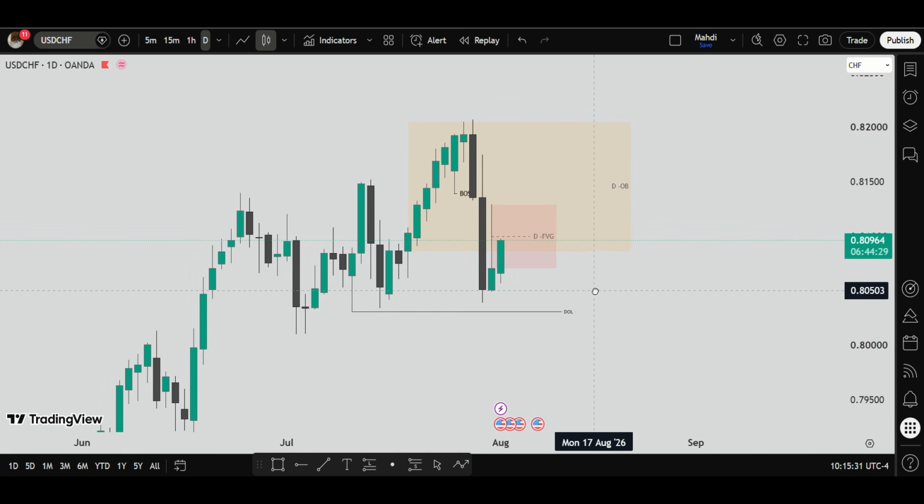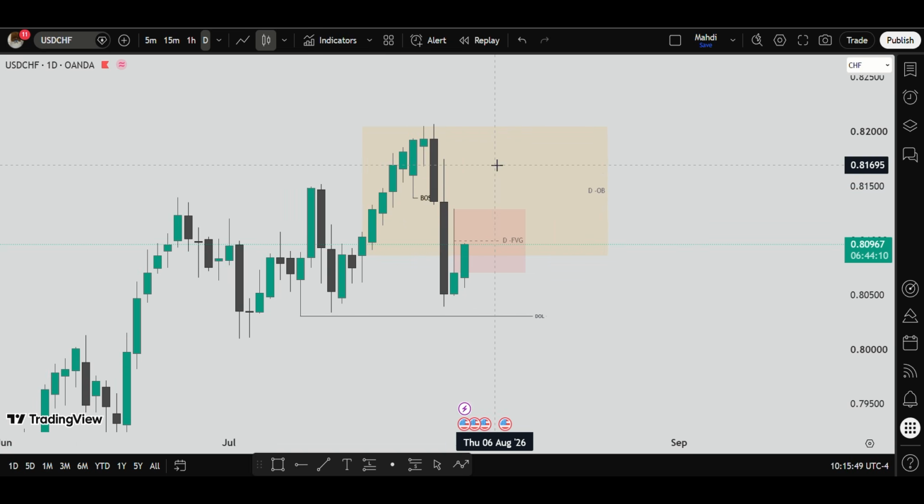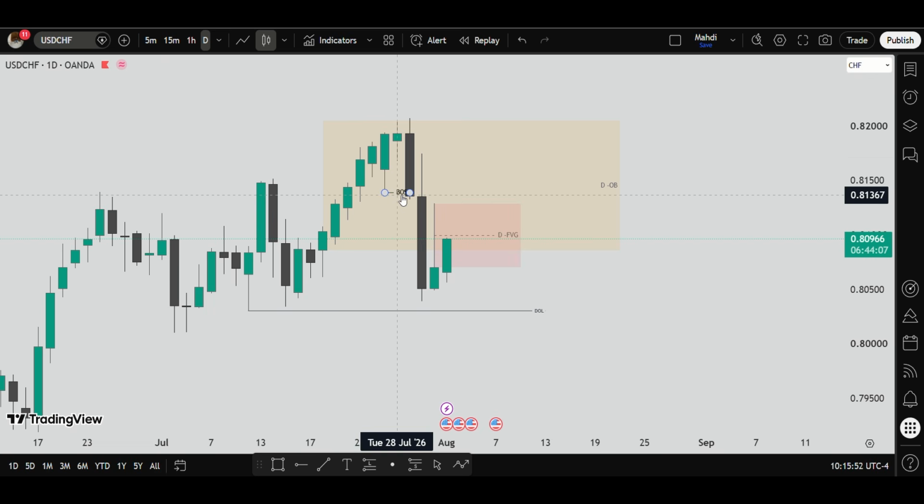Okay, as you know, I'm just using two time frames for my strategy. The first one is the daily time frame, and the second one is the 1 hour time frame. This is the daily time frame, as you can see. How I structure my positions is that we have a break of structure. As you can see, this is the leg that we have right now.